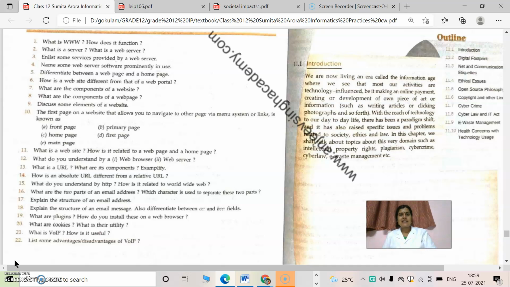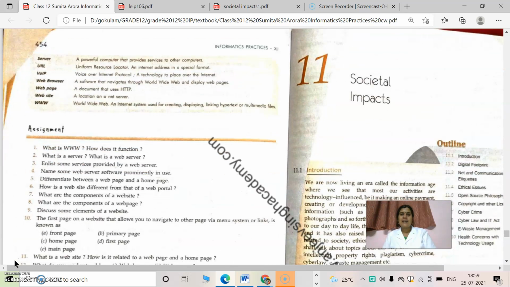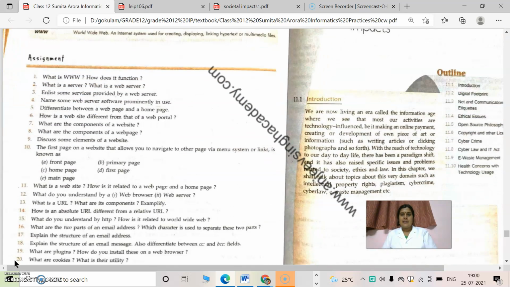So today we are starting a new chapter, which is societal impacts. These things you all know. We are using the internet regularly and browsing data regularly. In those cases, there are some terms and some security issues. Now we are going to discuss such things in this chapter.